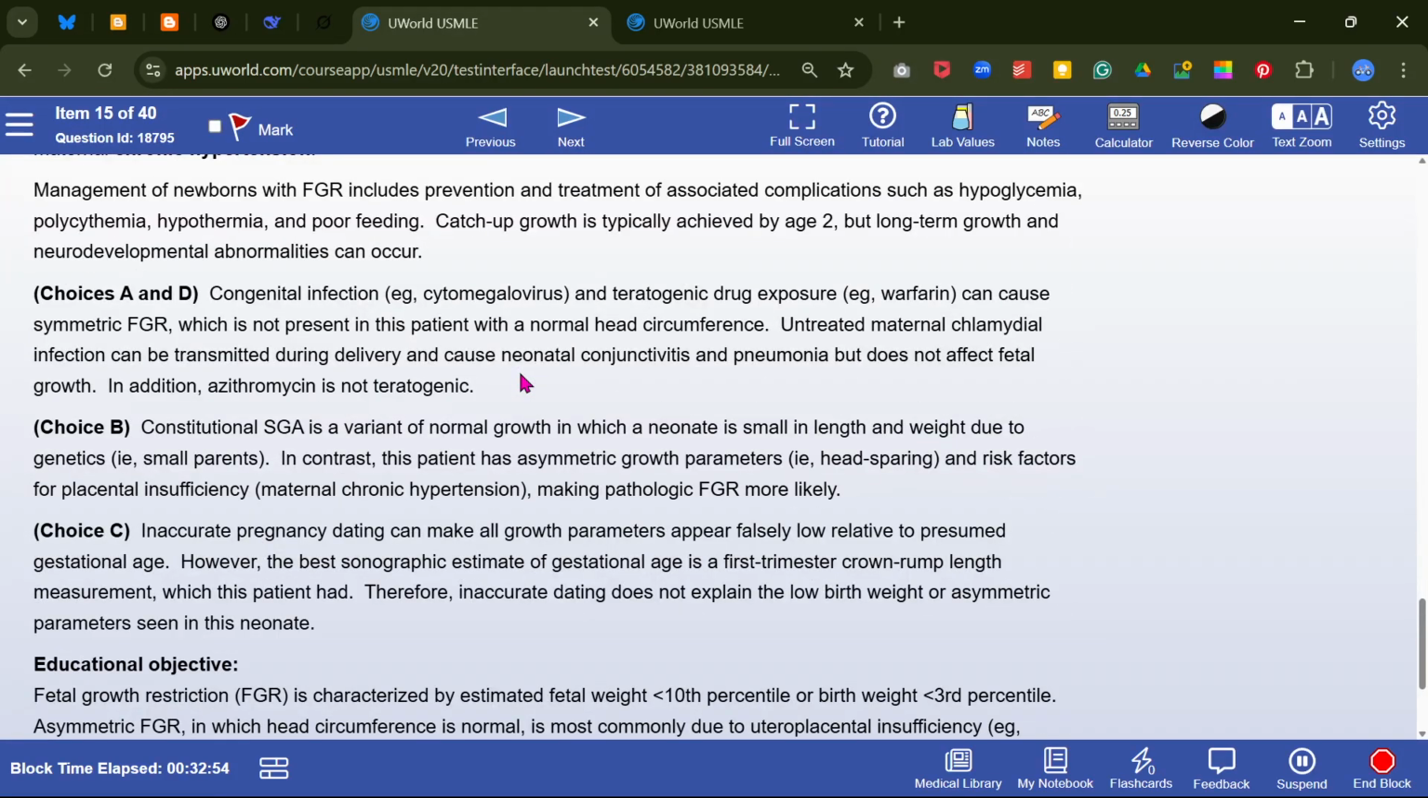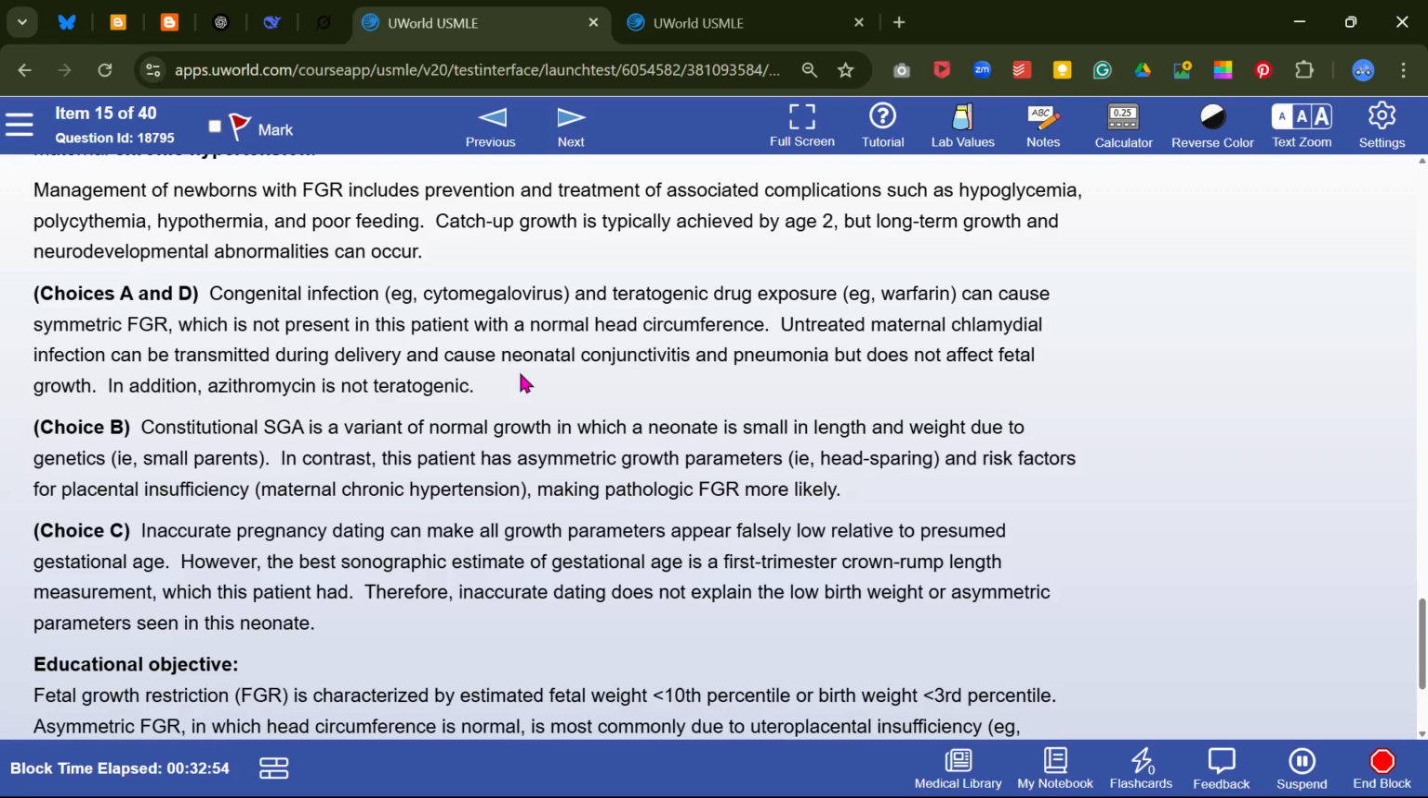Constitutional small for gestational age is a variant of normal growth in which the neonate is small in length and weight due to genetics, small parents. In contrast, this patient has asymmetric growth parameters, head sparing, and a risk factor for placental insufficiency, maternal chronic hypertension, making pathologic fetal growth restriction more likely.